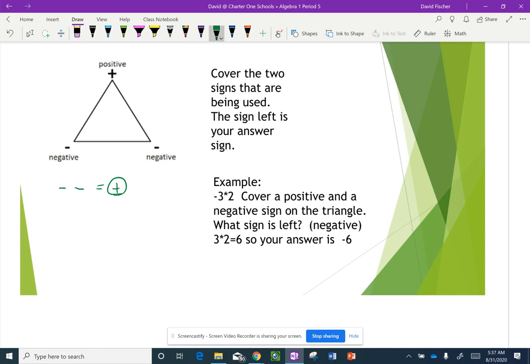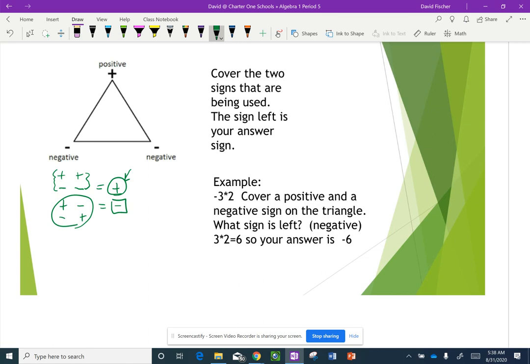If my signs are different, like a positive and a negative, well then I cover these two guys up with my finger, and my answer is a negative. Okay, so it goes back to that basic concept that if I'm multiplying or dividing, anytime the signs are the same, it's always going to be a positive. If my signs are different, positive, negative or negative, positive, anytime I'm multiplying and dividing, my answer is always going to be a negative.